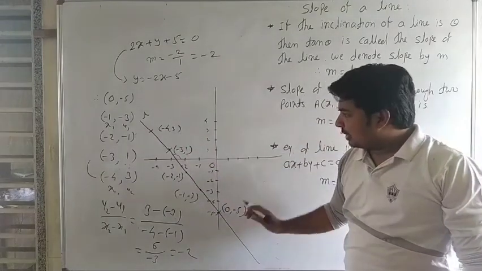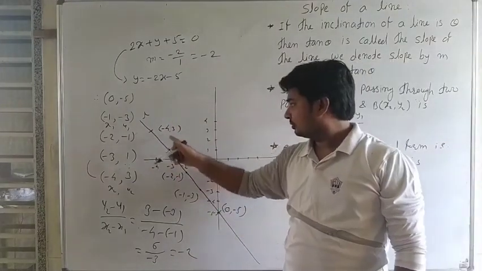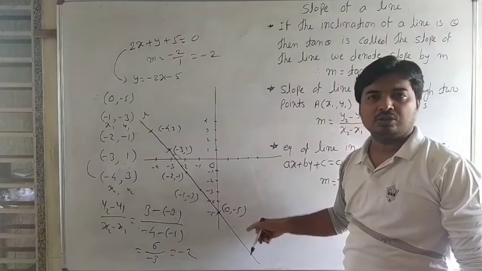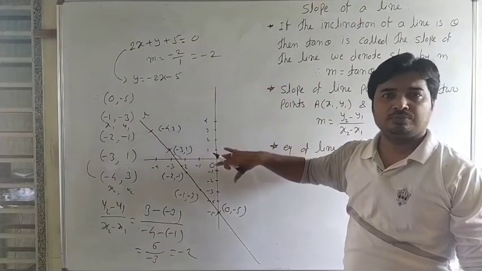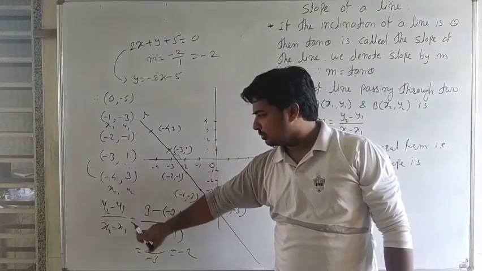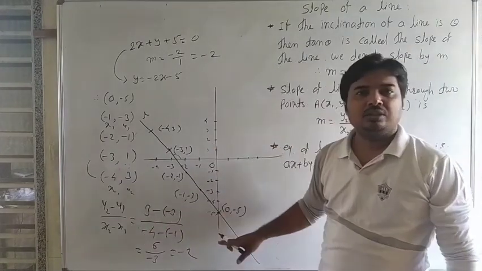Then we can take any 2 points out of these 5 points. Okay, on the line there are infinite points. We can take any 2 points and find the slope of the line by using this formula. We get the slope of the line.